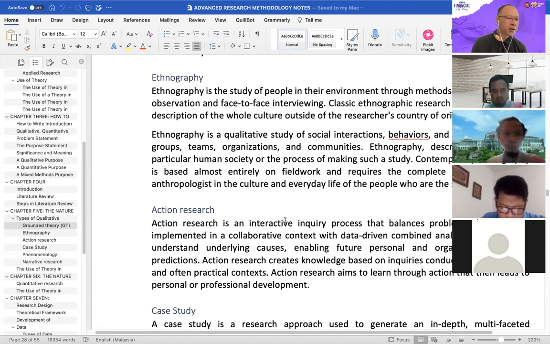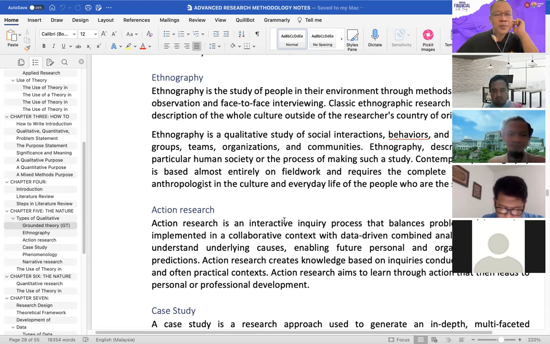There was a group of researchers who came to Kelantan, one of the states in Malaysia. The researchers were from a Western country. I cannot recall whether from the UK or which country, but the group consisted of people from Western countries. So they came to Kelantan, one of the states in Malaysia.